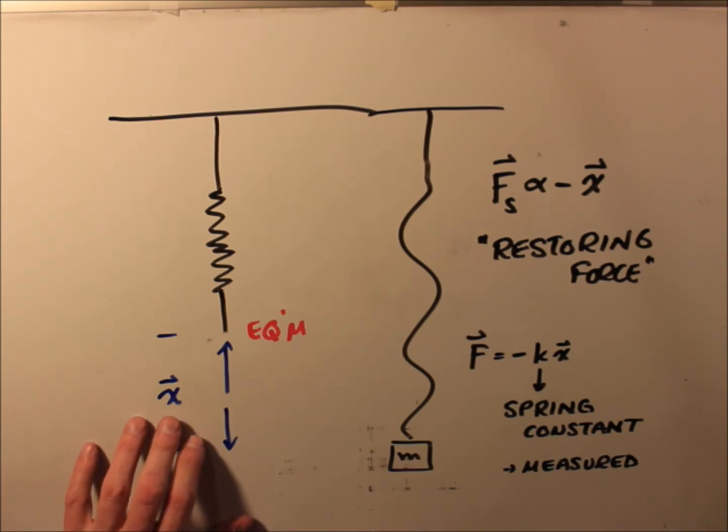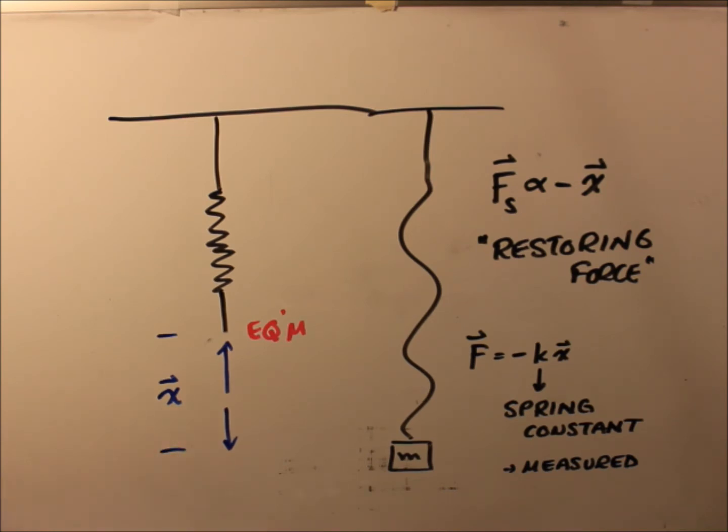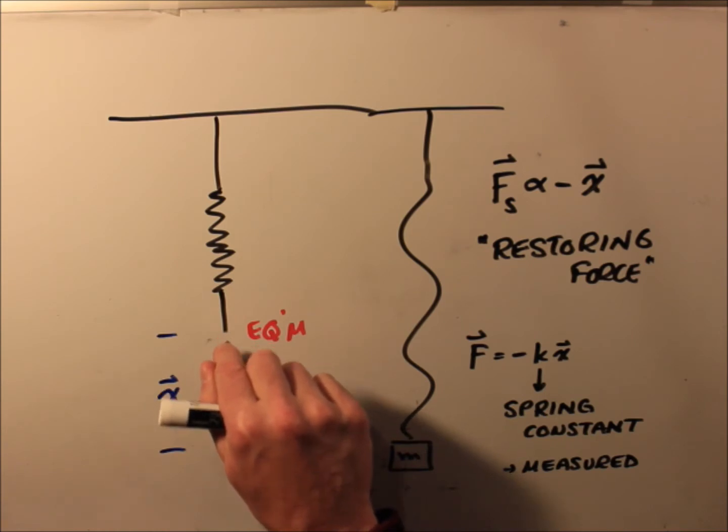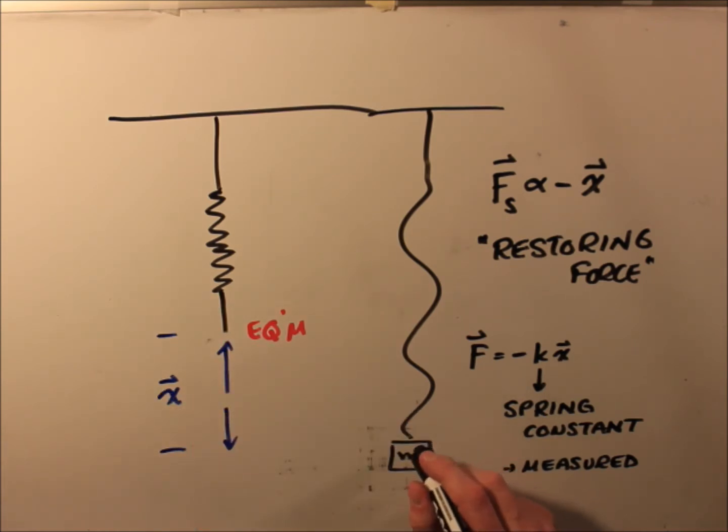Now, normally we use S for displacement. In this example, we're using X. And that's done deliberately because this is a special kind of displacement that represents only the displacement from the equilibrium point to wherever it is that the spring is extended or compressed to.